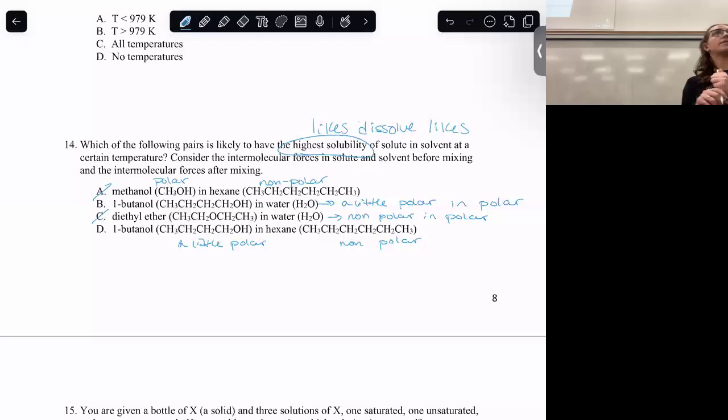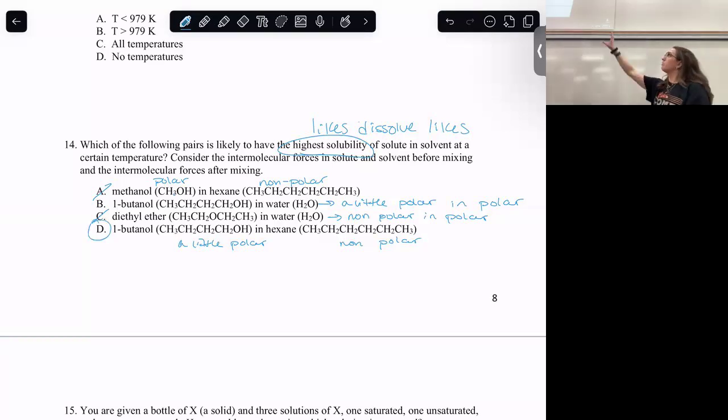So this is when we start looking at the size, right? Once we have to start focusing down between polarity and non-polarity, 1-butanol is a pretty big molecule. It has that little OH at the very end, but it's not going to contribute too much because we have all of this non-polar side chain right next to it, in something that's really, really polar. H2O is very polar. However, when we look at D, we have something that's a little bit polar because of that OH, but mostly non-polar, in a very non-polar substance. So which one's closer to like dissolves like? D is going to be closer to like dissolves like.